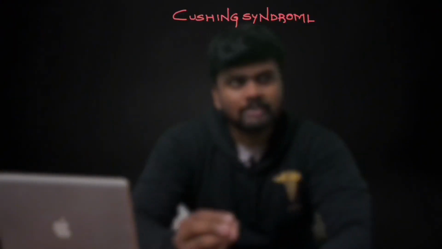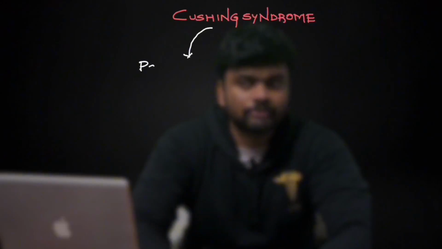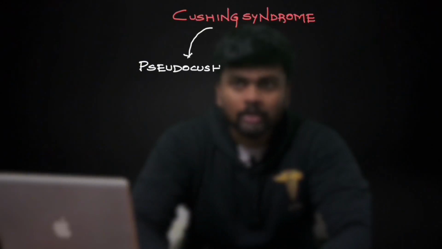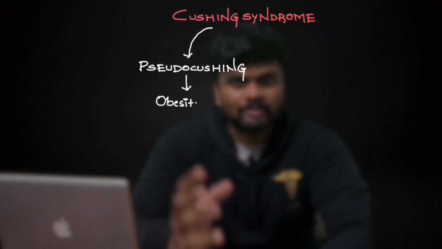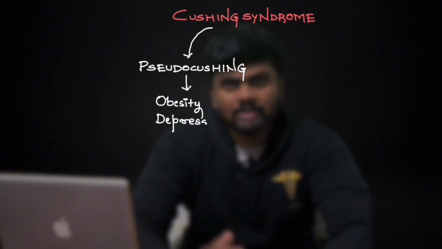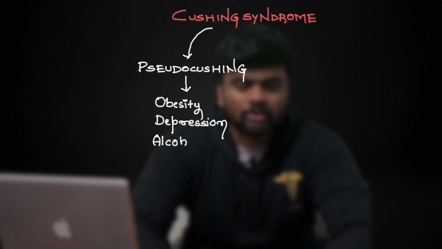Okay, Cushing syndrome. Everyone knows about Cushing syndrome, but there is some entity called pseudo-Cushing's. What is pseudo-Cushing's? It is a triad. So I remember it in a simple way. There is an obese person. Due to the obesity, he has developed depression. In order to overcome depression, he is drinking alcohol. So it is a triad of obesity, depression, alcoholism. Okay. Now let's study about true Cushing's.